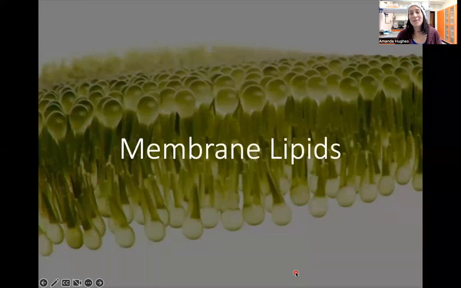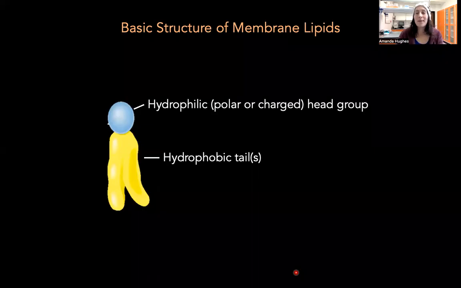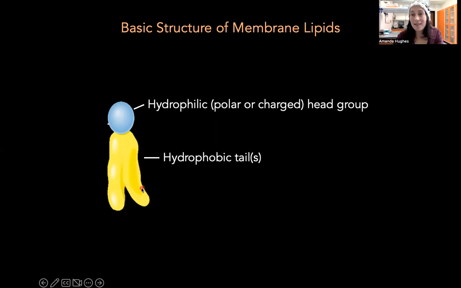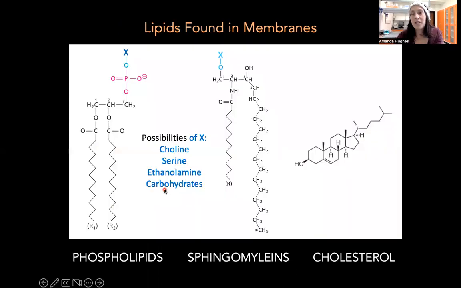All right, next we're going to talk about specifically the different types of lipids that make up lipid membranes. The basic structure of a lipid in the membrane is a hydrophobic tail or tails, typically either 1 or 2, and then a hydrophilic, or water-loving, polar head group. There are 3 major types of lipids that make up all lipid membranes: phospholipids, sphingomyelins, and cholesterol. I'm going to go over the structures of each and show where the polar head group is and where the hydrophobic fatty acid tails are.